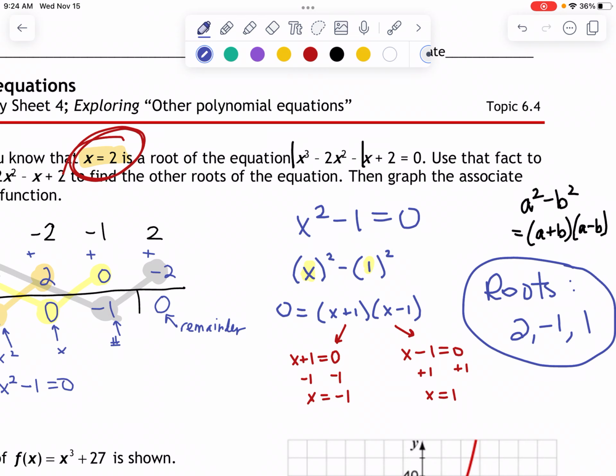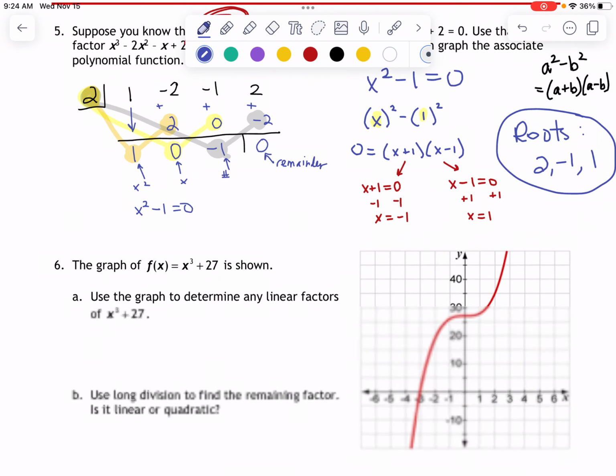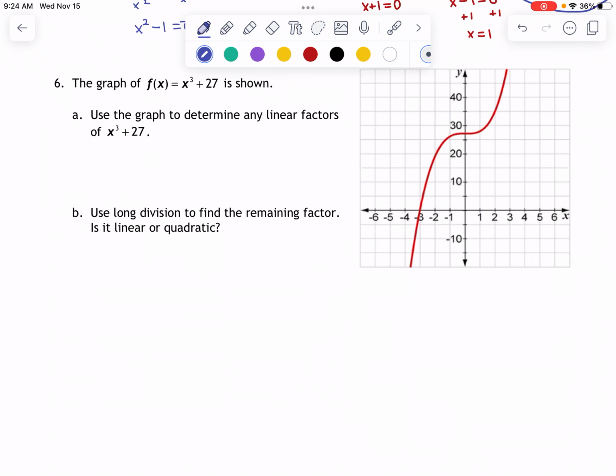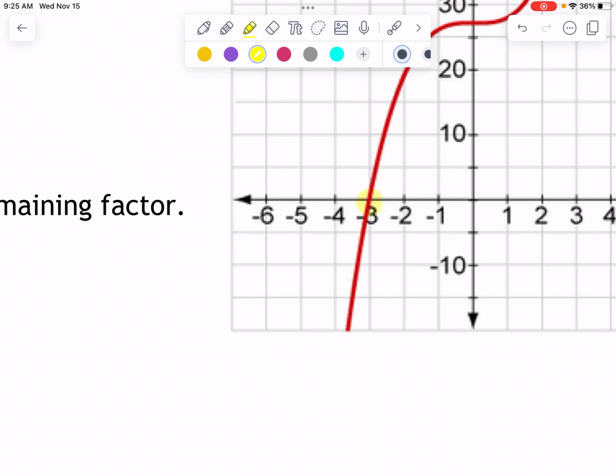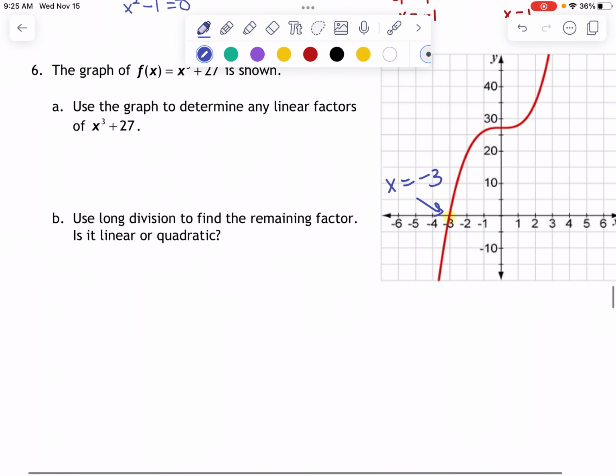All right, continuing on. This time through, we're looking at number 6, and we can see it graphed. Take a moment, look at the graph, and see if you can figure out any of our factors. What's one solution? If I look at the graph, I notice that we are crossing through at x equals -3. So x equals -3 has to be one of our solutions.